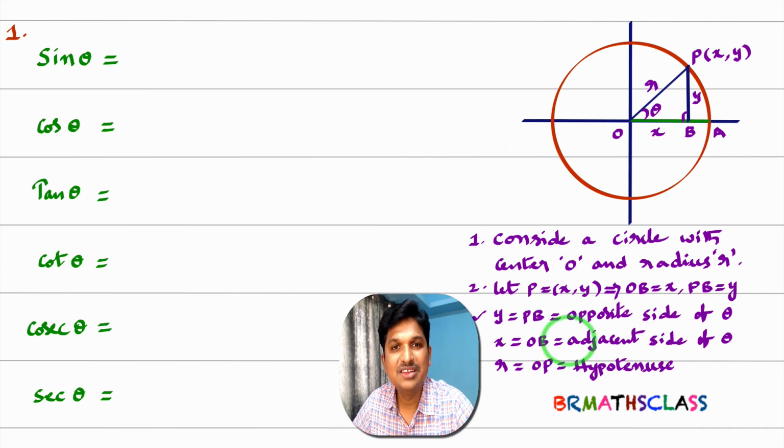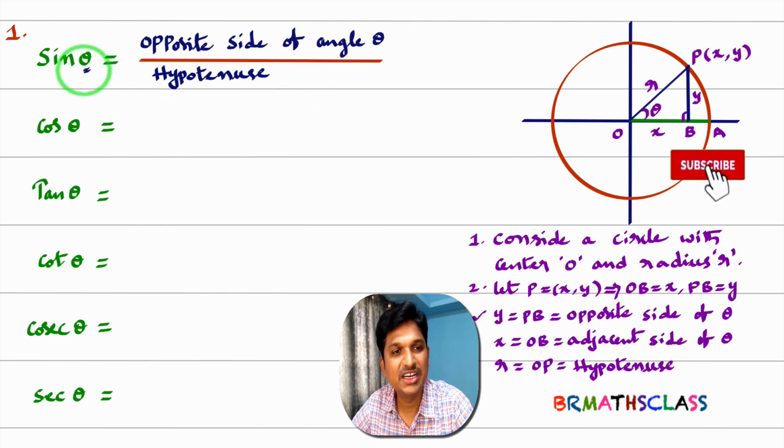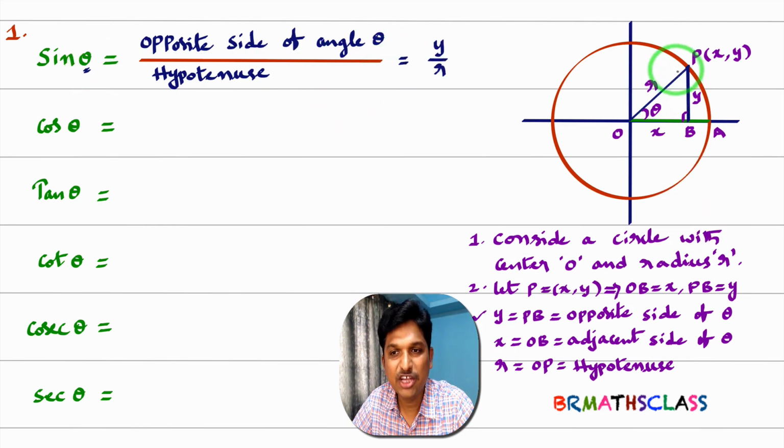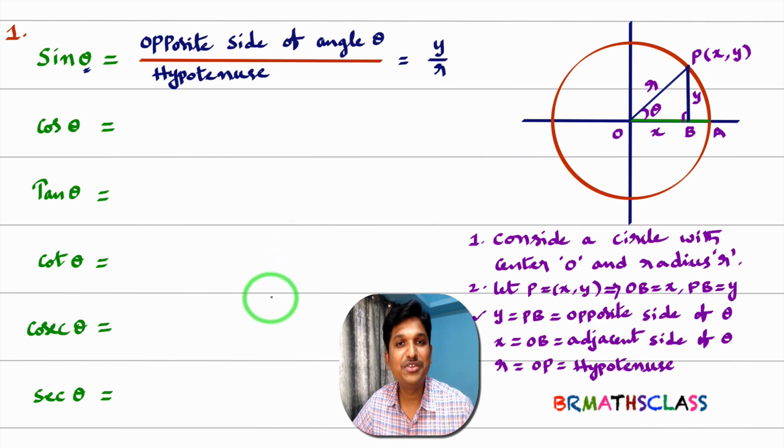Once we consider all these things, the 6 trigonometric functions are defined as follows. What is sine theta? Sine theta is defined as the opposite side of angle theta divided by the hypotenuse. This formula works only for a right angle triangle, but here theta can be taken as any angle. Here theta is actually a real number, so in such a case this formula is very useful. Y is the opposite side, R is the hypotenuse. So sine theta is opposite side over hypotenuse, which can also be written as Y by R.